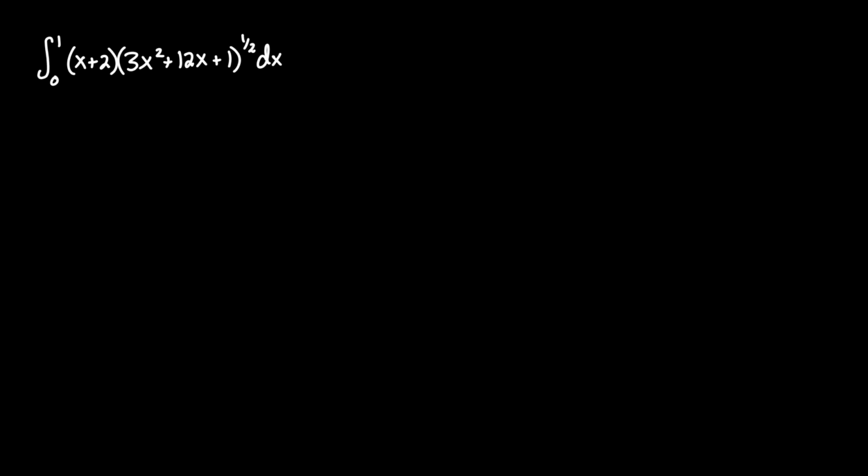Find the integral from 0 to 1 of (x plus 2) times (3x squared plus 12x plus 1) to the power of 1/2, or just square root, dx. So you can see that this is a pretty straightforward case of u-sub, where you have this whole term to a pretty unique exponent value. So that's typically easy to convert it to u to the 1/2.